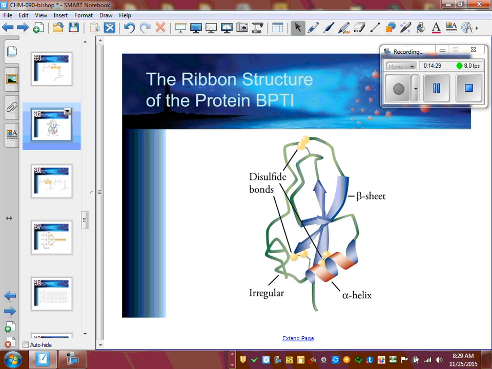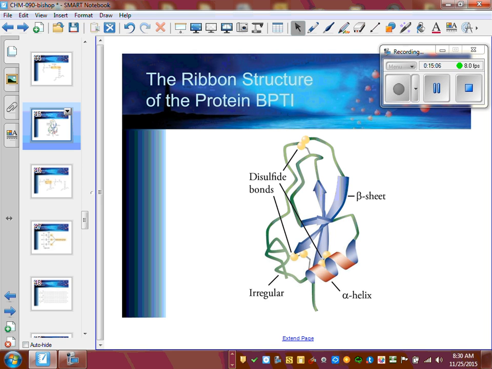Remember, the alpha helix is held in place by hydrogen bonds. This is an actual covalent bond, disulfide. Beta sheets are held in by hydrogen bonds. So what do you think would happen if I heated this? What do you think would happen to all those weak bonds? They would break. So what do you think would happen to the structure? It falls apart. We have a term for that. Anybody know what the term is?